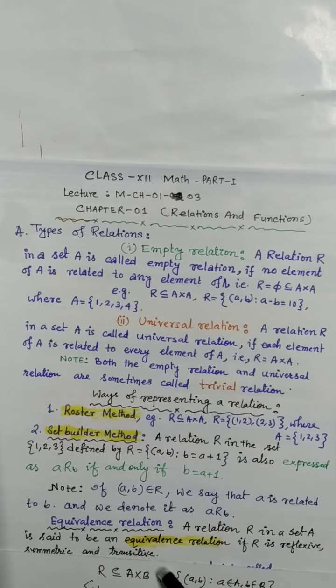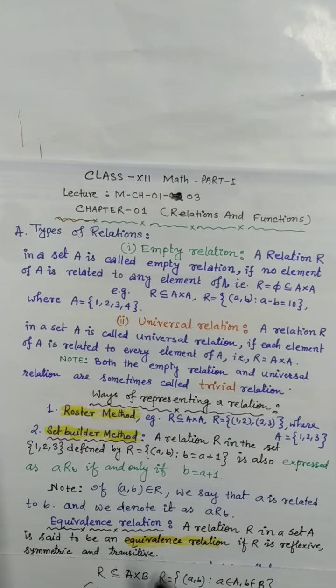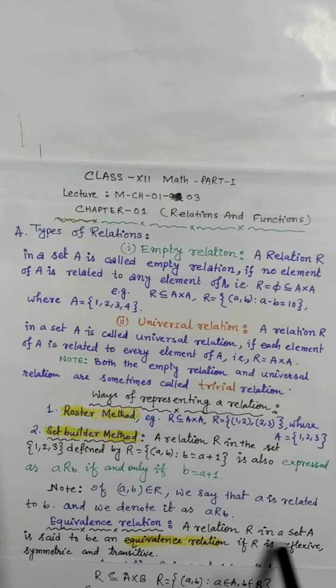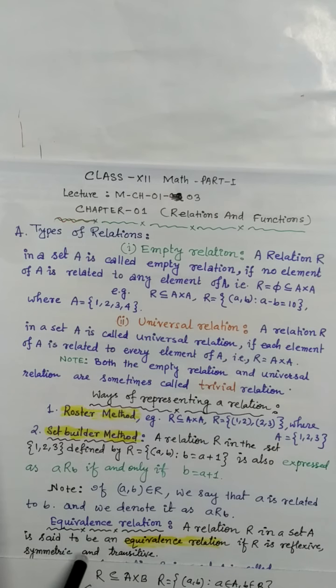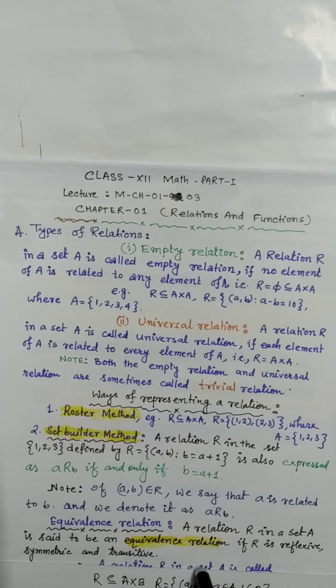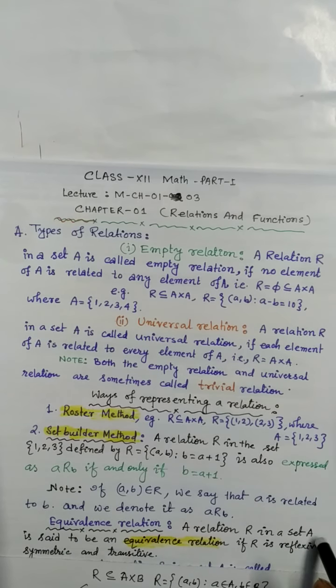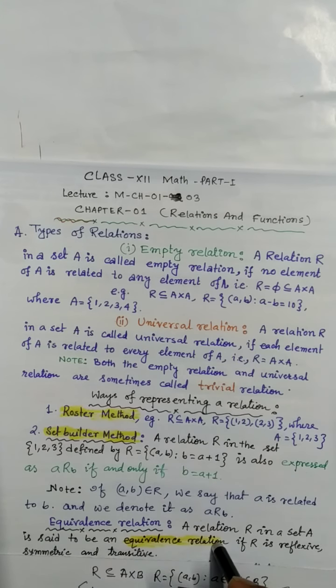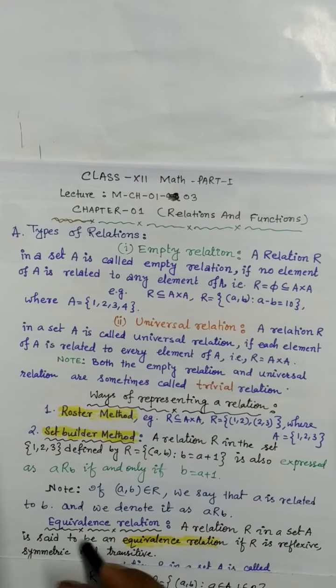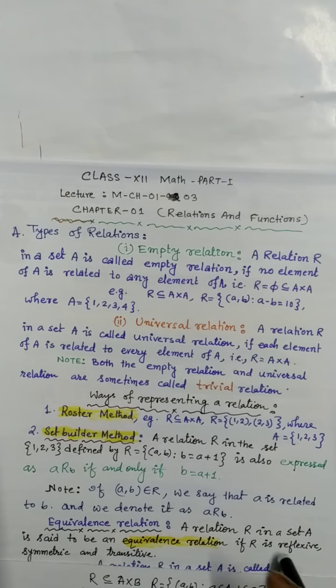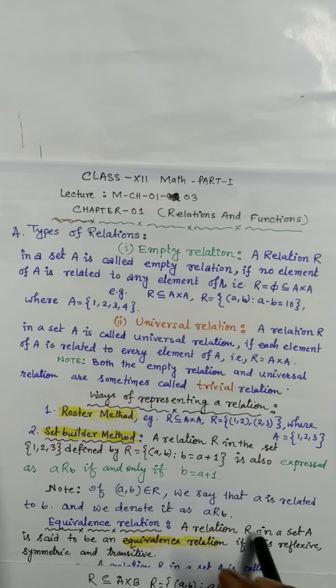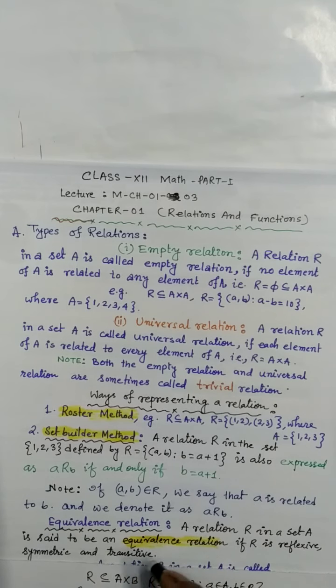Then we will go to equivalence relation. The definition of equivalence relation tells us that a relation R in a set A is said to be an equivalence relation if R is reflexive, symmetric, and transitive. So now the question is, what is reflexive, what is symmetric, and what is transitive? Any relation in a set A is said to be an equivalence relation if these three properties are satisfied by that relation together.